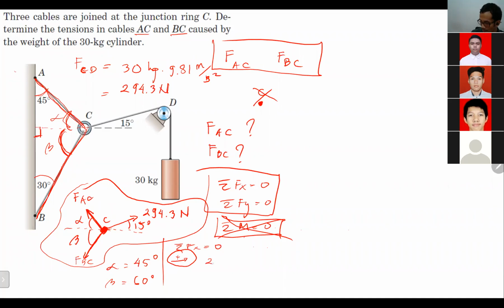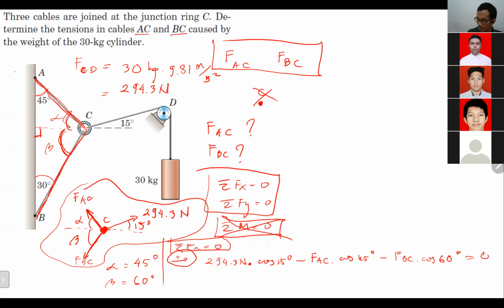294.3 cos 15 degrees. Correct. Positive or negative? Positive. Then minus FAC multiplied by cos 45 degrees. What else? And then minus FBC cos 60 degrees. That's all, sir. No, it's not. This is not an equation. Remember, we have to represent this equals to 0. Yeah, correct. That's the first one.